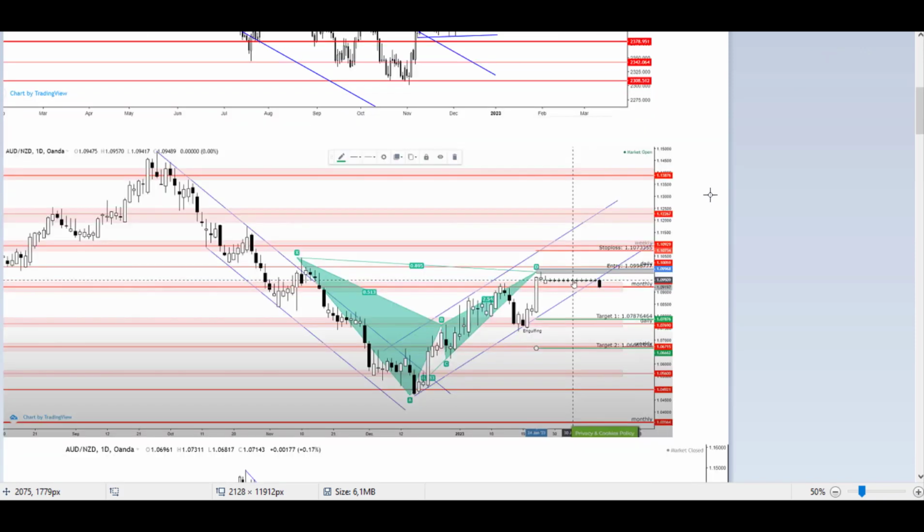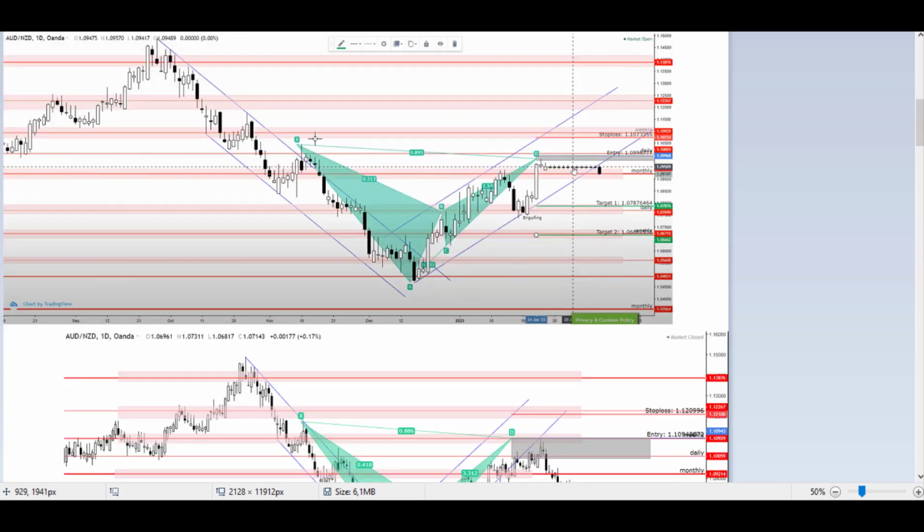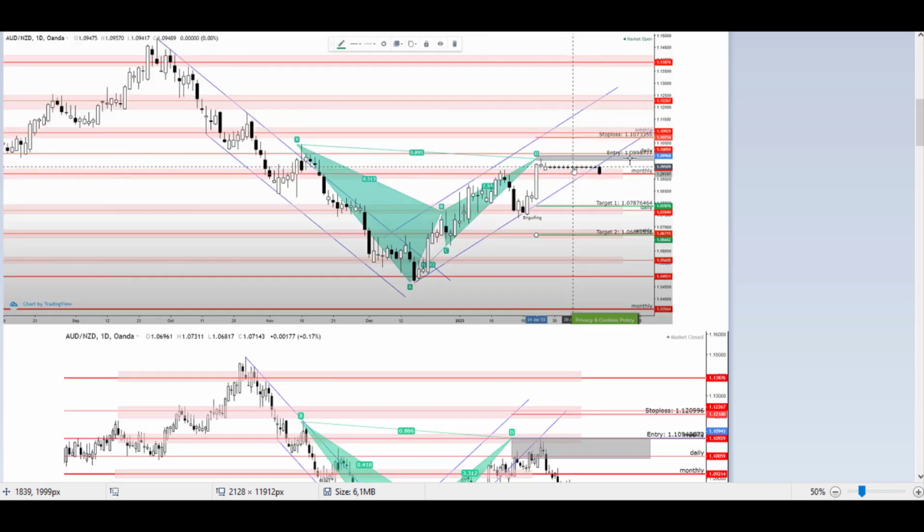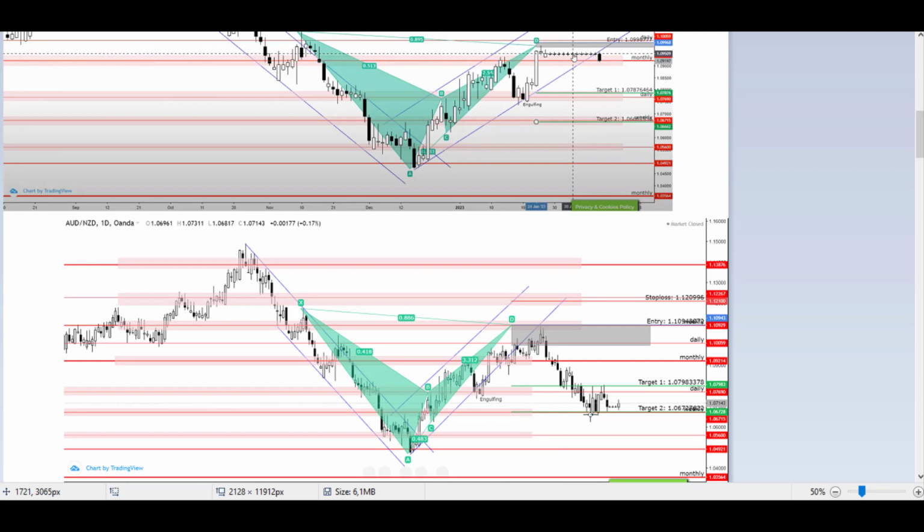Let's see how it goes. This is the bat pattern which was formed, and it was suggesting that the price will move down. So it is around entry 1.099. From there, you can see, this is the one here. The price goes slightly up, reaching 1.10. It is close to the stop loss, and then the price goes down, reaching profit 1 and profit 2.